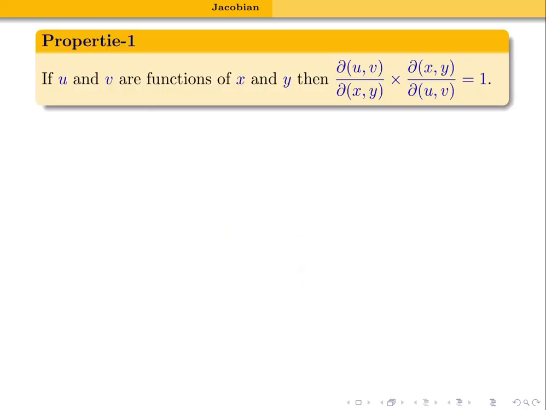So property number 1. If u and v are functions of x and y, then ∂(u,v)/∂(x,y) times ∂(x,y)/∂(u,v) is equal to 1.